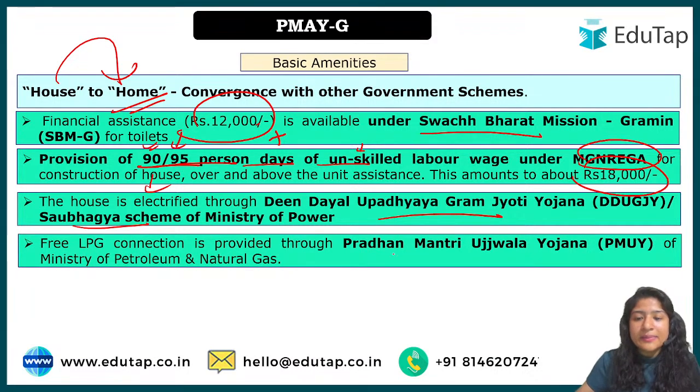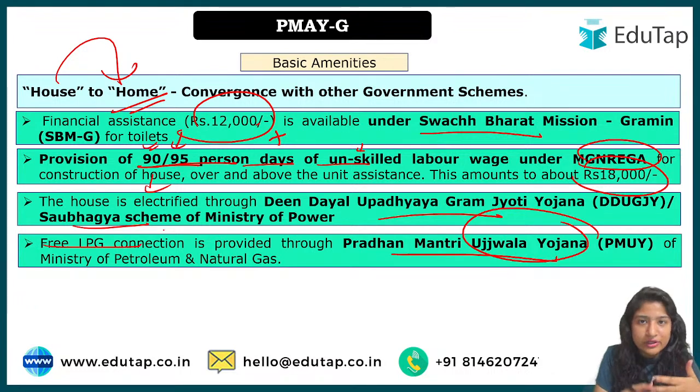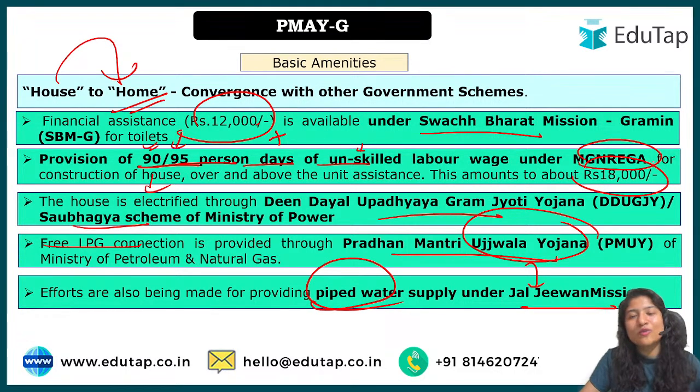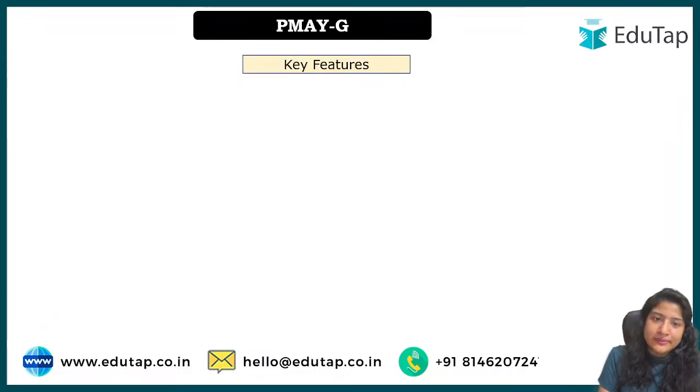Then from the Pradhan Mantri Ujjwala Yojana, free LPG cylinders will be received. Of course, we know how much better an option these are health-wise for women than the traditional way of burning wood, right? And efforts are also being made for providing piped water supply under the Jal Jeevan Mission. So whatever schemes can help make that house, those 4 walls and 1 roof, a home, the different government schemes will be converged in it.